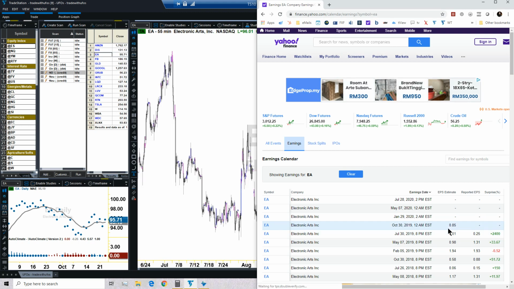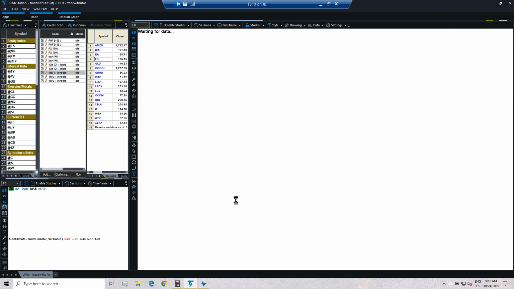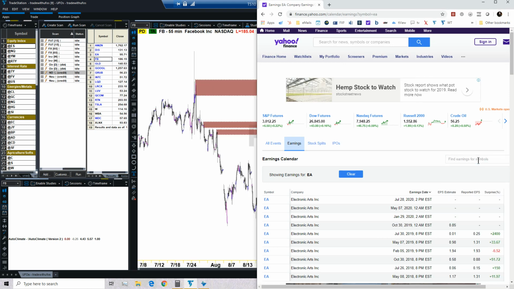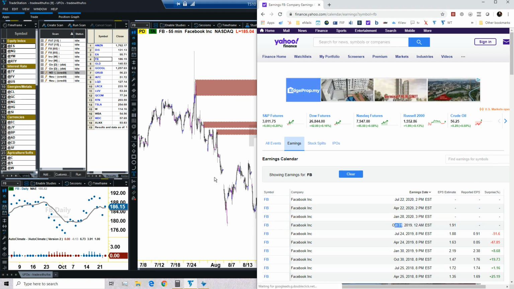October 30 is the next expiration date. Obviously, this happens prior to November 1st, so we are going to pass on EA. What about Facebook? Facebook got earnings on the 31st. Same story, we cannot do it with November 1st.